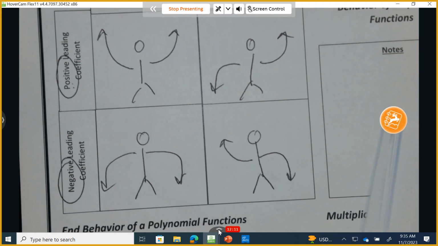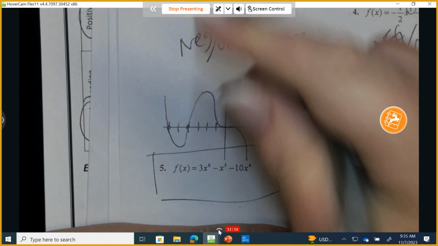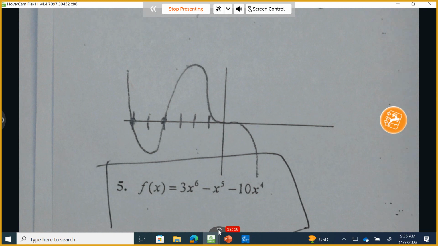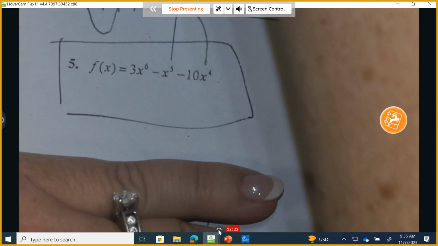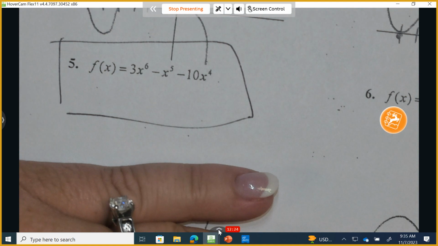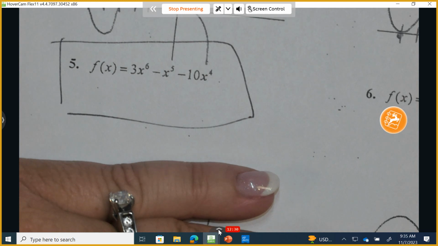Okay, you ready? I'm going to cover this up. With your partner, I want you to look at example 5. I've covered up the actual graph, and I want you and your partner to decide, first look at the degree and say, is it even or odd, and then look at the leading coefficient to determine is it positive or negative. Ready, get set, and go.